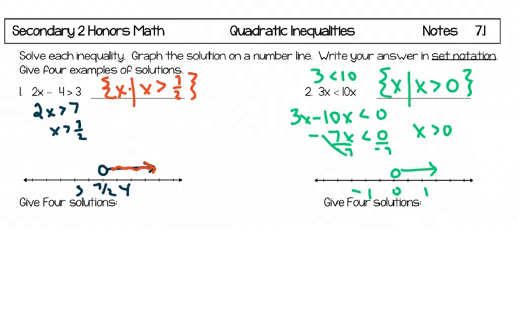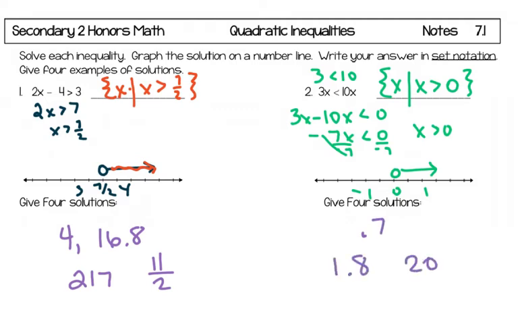Now down below it says give 4 solutions. So just give me 4 numbers that would be solutions. So for number 1, numbers like 4 would be a solution, 16.8 would be a solution, 217 would be a solution, I don't know, 11/2 would be a solution. So those are just 4 examples of solutions. Over here, 4 solutions could be like 0.7, 1.8, 20, or 14. Okay, so those are all solutions. So just getting the idea that the whole interval is going to be full of solutions. So we have a lot of solutions.